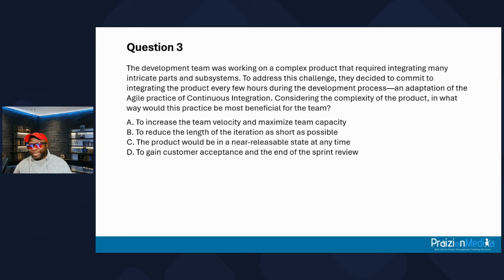D says to gain customer acceptance at the end of the sprint review. That doesn't really make sense. And besides, it's not a given that continuous integration always equates to getting customer acceptance at the end of the sprint review. There's no rush for that. So the best option, my friends, is C. The product would be in a near releasable state at any time.